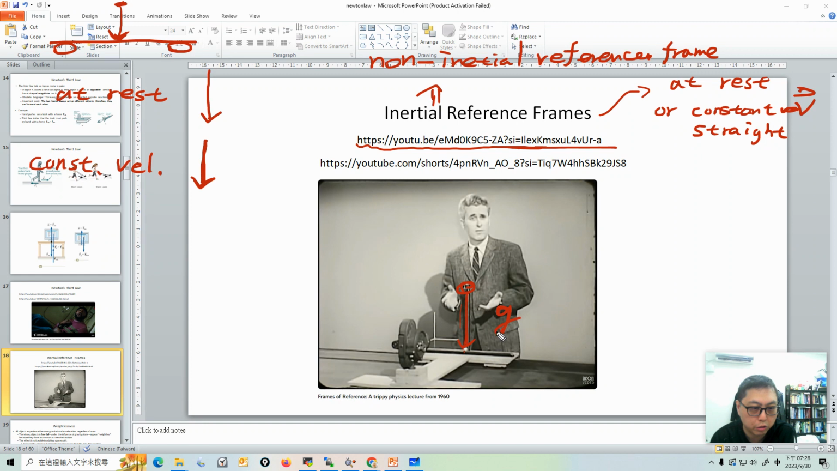G is the only force. That's why it goes straight down in a straight line.